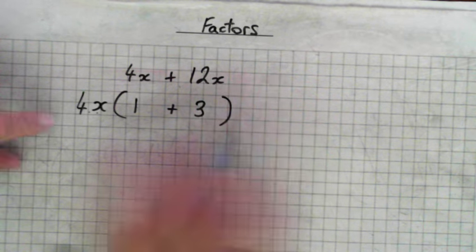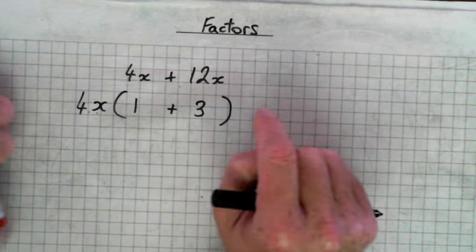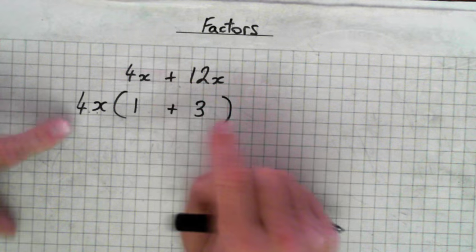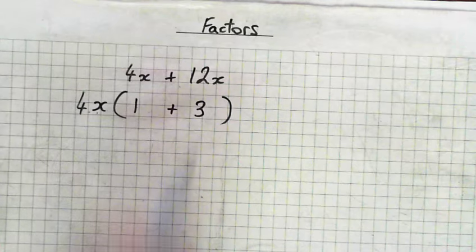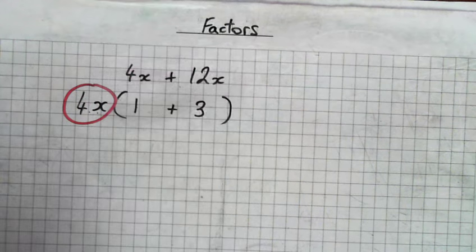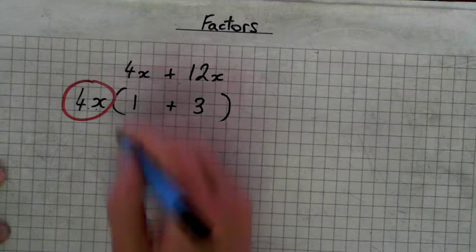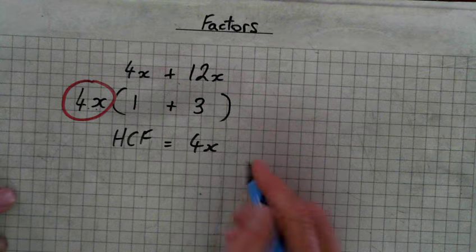So if I multiply these brackets out, I get this up here. This is just a different way of writing this, isn't it? But this is one method. This is the method that I use to find the highest common factor of 4x and 12x, the highest thing that will divide into both of these. The HCF is equal to 4x, this number here. Right, we'll do another one.